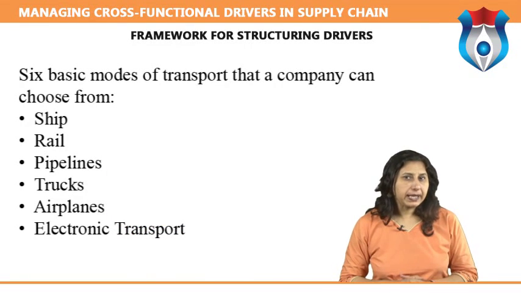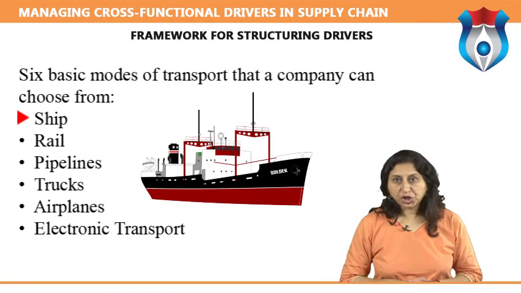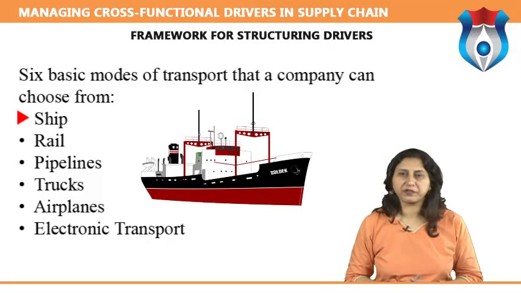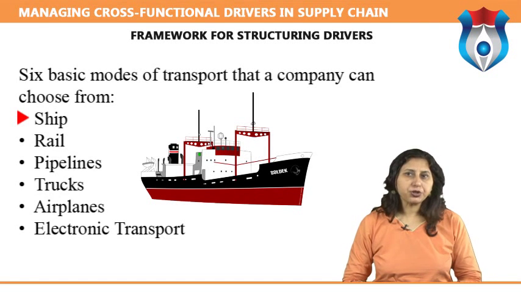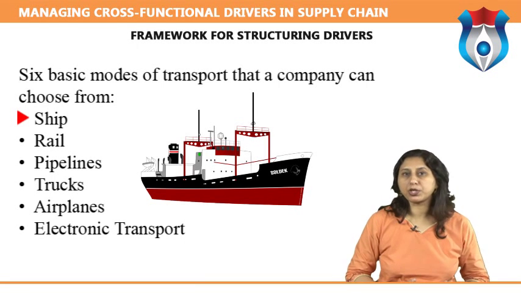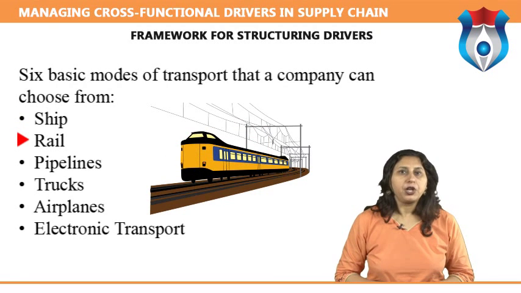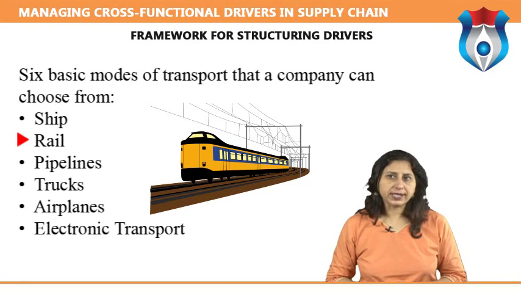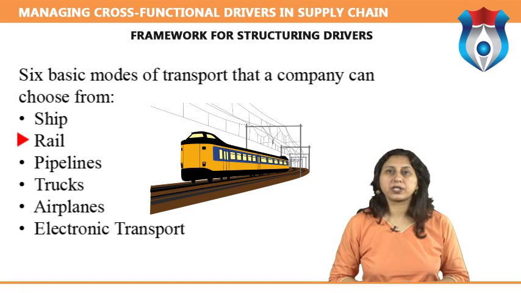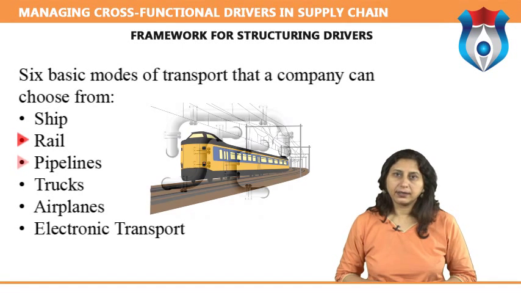There are 6 basic modes of transport that a company can choose from. Ship, which is very cost efficient, but also the slowest mode of transport. It is limited to use between locations that are situated next to navigable waterways and facilities such as harbors and canals. Rail, which is also very cost efficient but can be slow. This mode is also restricted to use between locations that are served by rail lines.